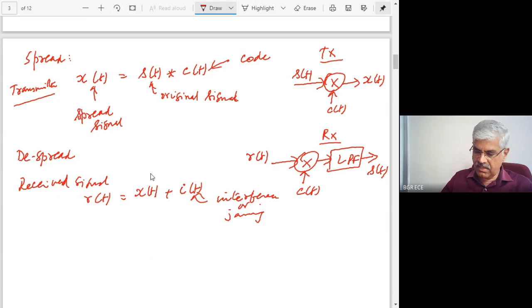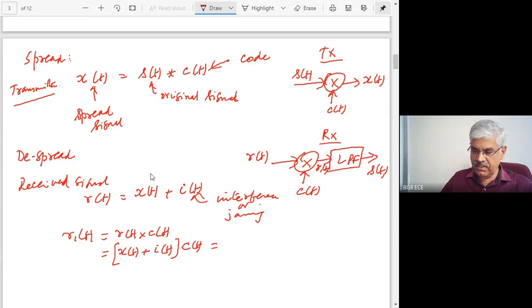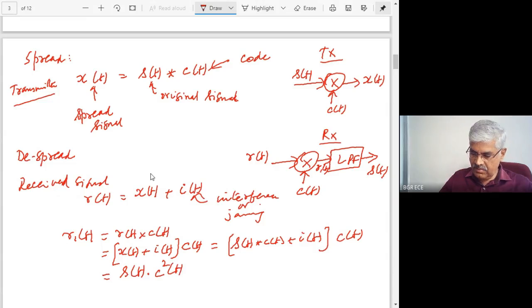So what is this over here? r1 of t, for example. So what is r1 of t? It is equal to r of t into c of t. So what is r of t? r of t is x of t plus I of t, this into c of t. What is x of t? x of t is s of t into c of t. So s of t into c of t plus I of t, into c of t. So what is this? s of t into c square of t plus I of t into c of t.